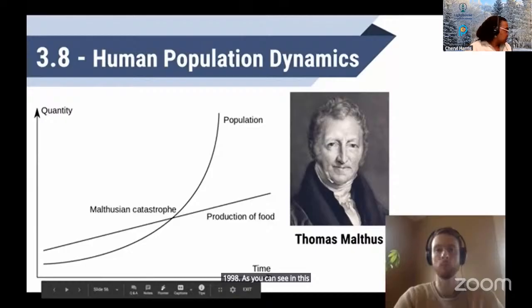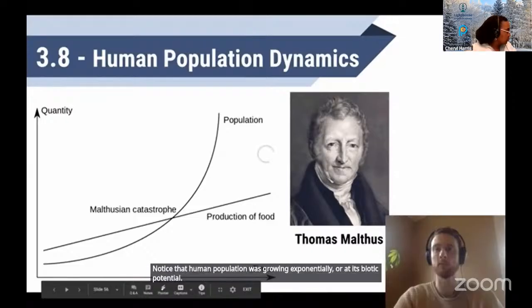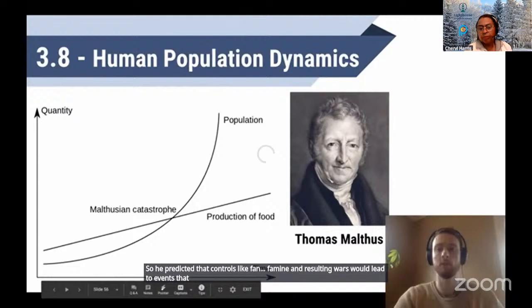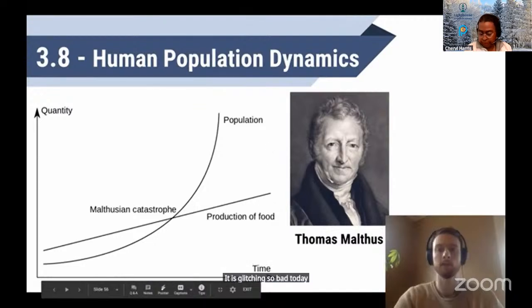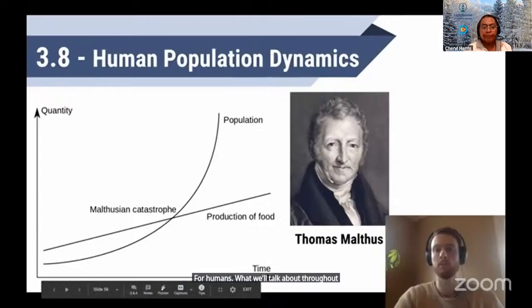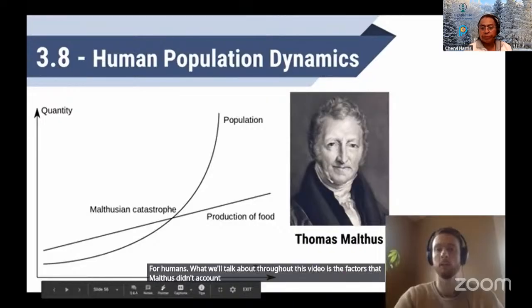As you can see in this graph, Malthus noticed that human population was growing exponentially, or at its biotic potential. Meanwhile, our food resources were only increasing in a linear fashion. So he predicted that controls like famine and resulting wars would lead to events that became known as Malthusian catastrophes. And he predicted that these would limit human population growth or impose a carrying capacity for humans. What we'll talk about throughout this video is the factors that Malthus didn't account for, such as technological advancement that would alter food supply.